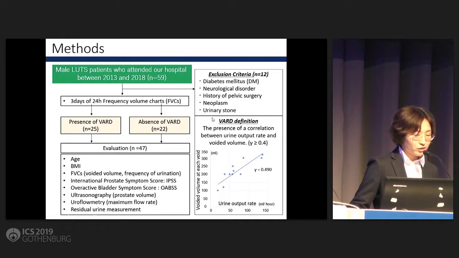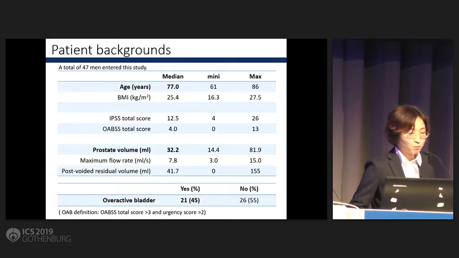We defined VLD as the presence of correlation between urine output rate and voided volume, using 3 days of 24-hour frequency volume charts, FVCs. Age, BMI, FVCs, IPSS or OABSS, ultrasonography to measure prostate volume, uroflowmetry, and residual urine measurement were evaluated.